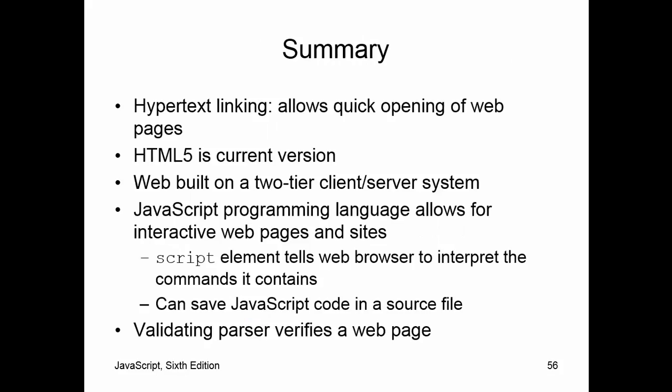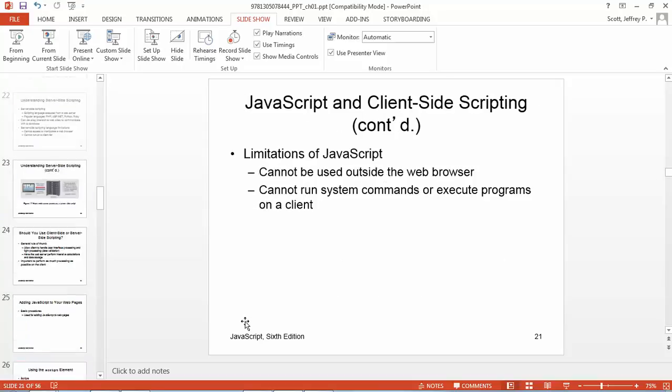All right, that's pretty much it for Chapter 1. So we talked about hypertext linking. We talked about HTML5. We looked at a 2-tier and a 3-tier, which is also called an N-tier, client-server system. We looked at what JavaScript is, being a client-side scripting language, and why you use it. Okay, and that pretty much is it for Chapter 1.